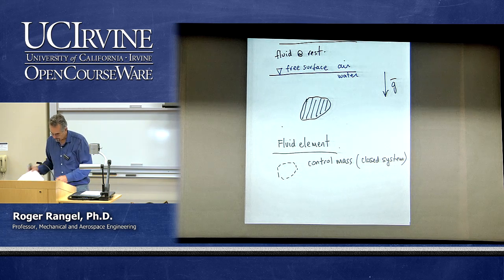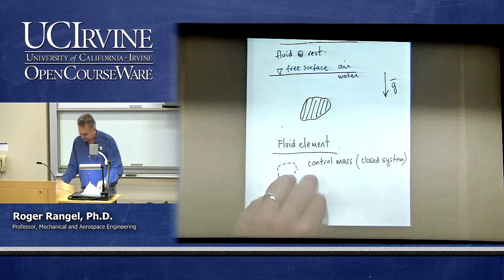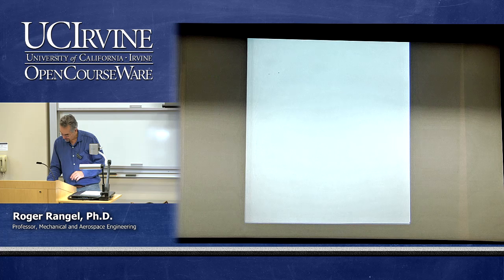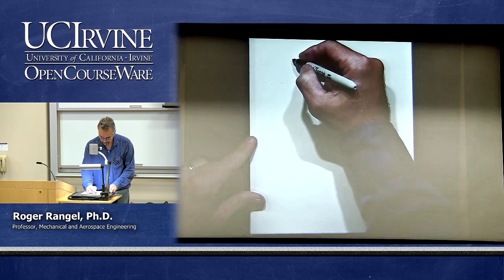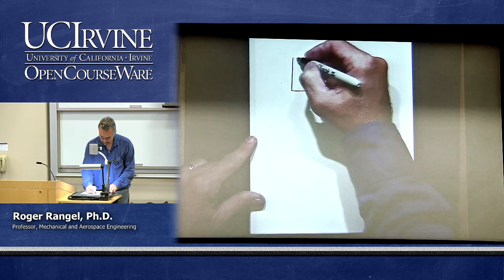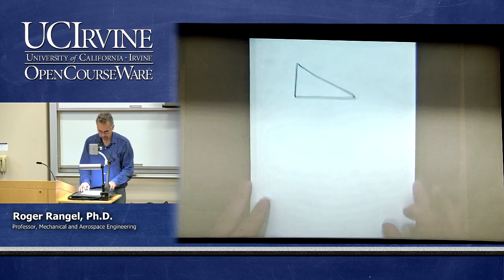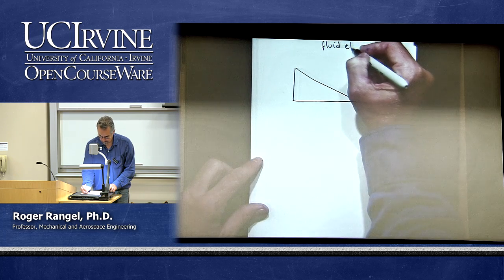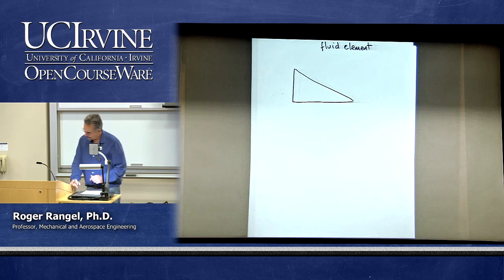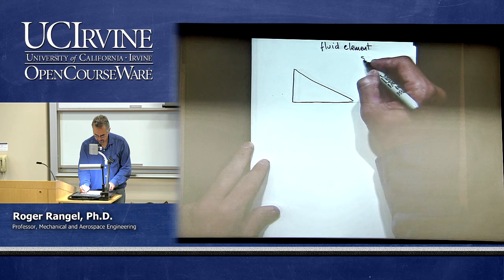So I'm going to take a fluid element, except my fluid element is going to have a very specific shape. That specific shape will be like a wedge. So suppose I have a fluid element that looks like this. That's a fluid element inside my fluid. And let's say that this is in a condition of no motion. This is in statics. It's not moving.